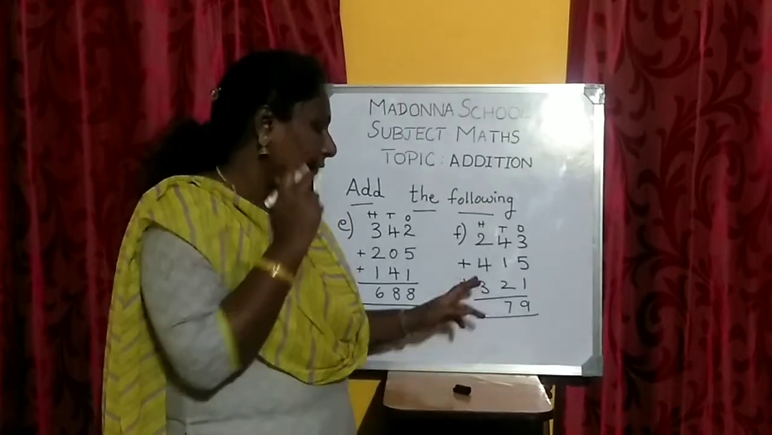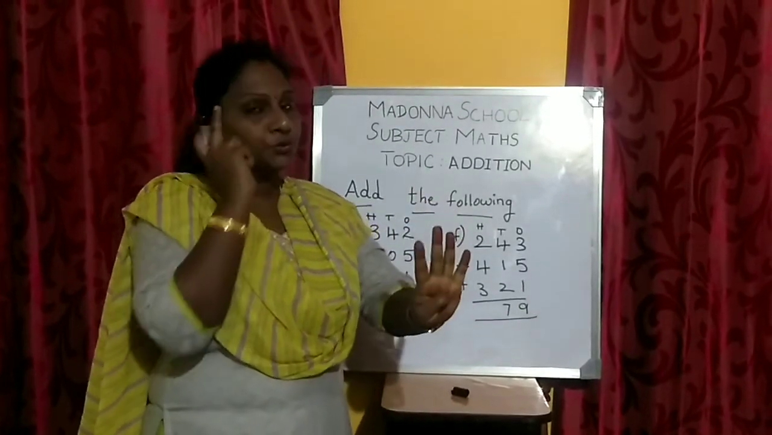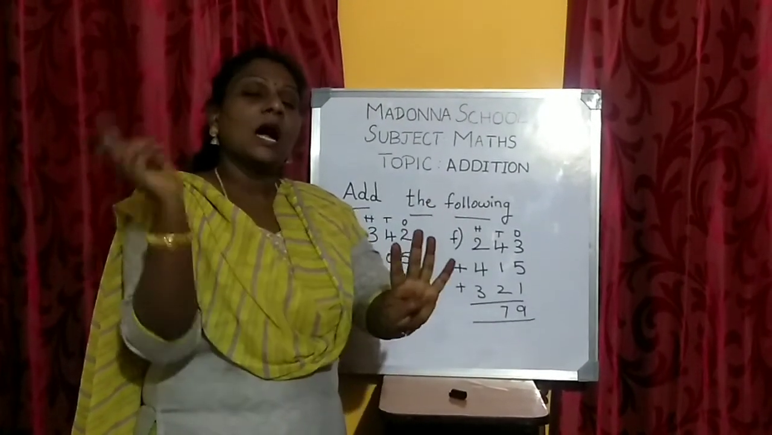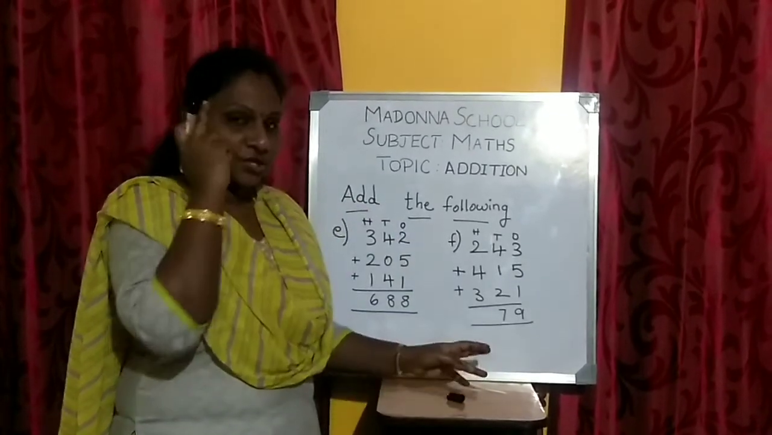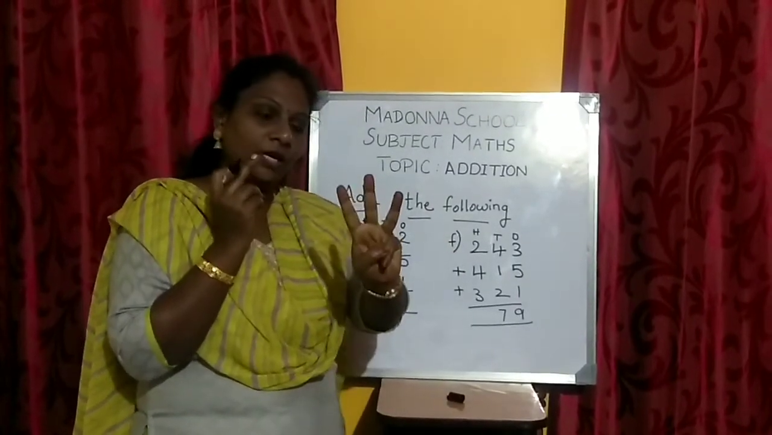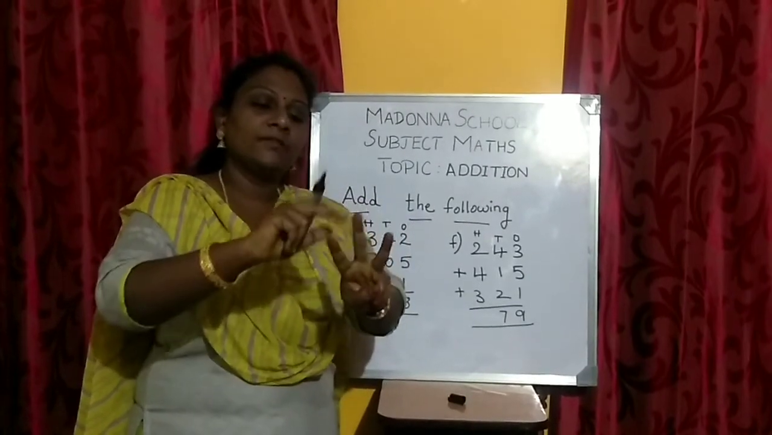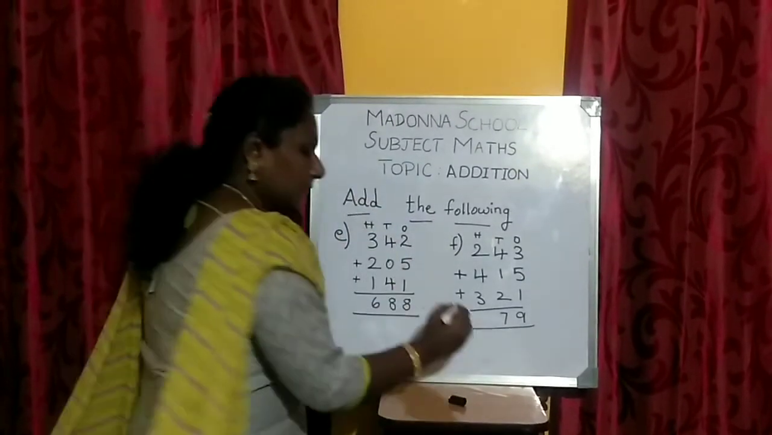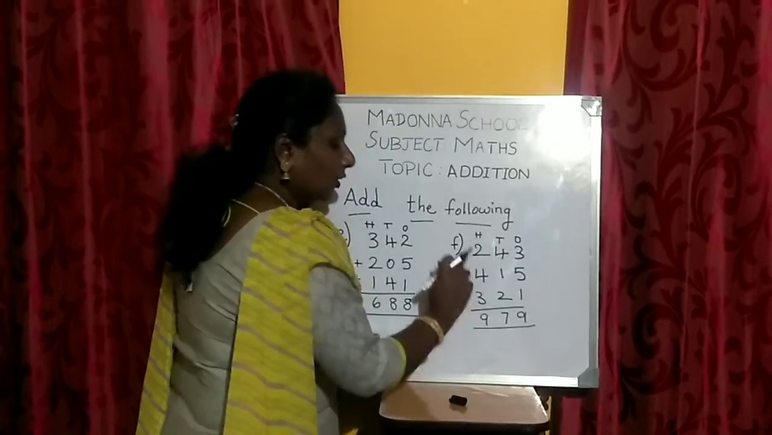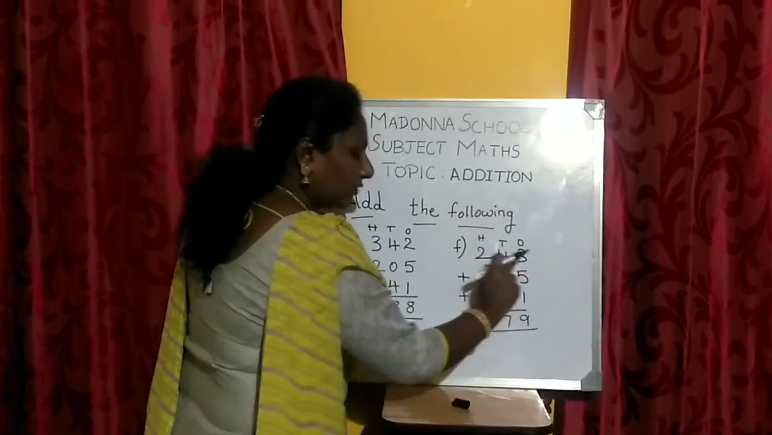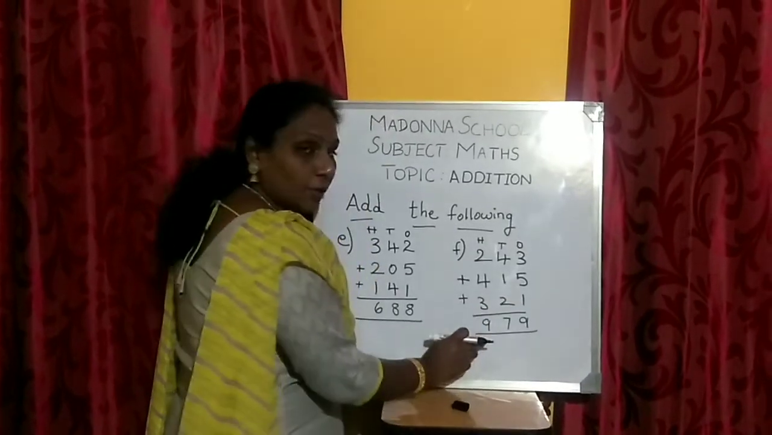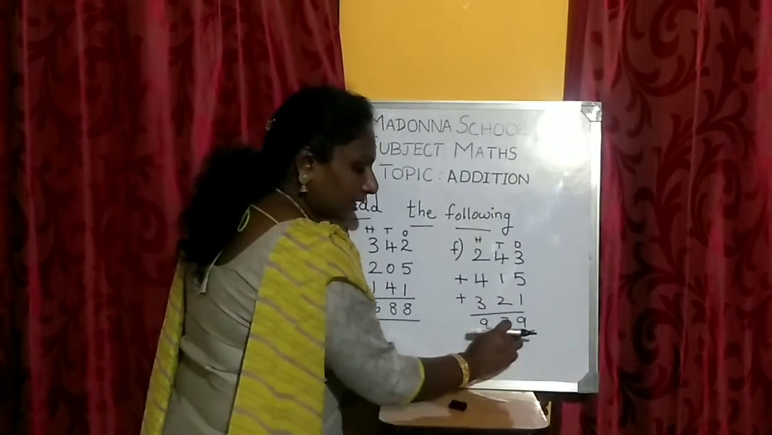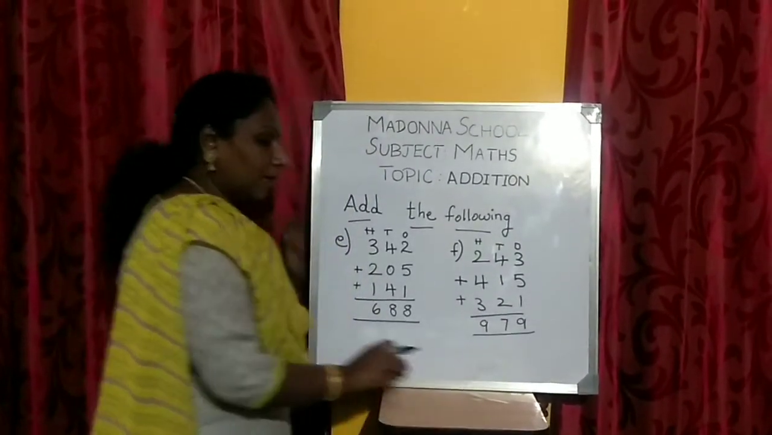2 keep it in your mind. 4 show it in your finger. 2 in your mind, 4 in your finger. After 2, 3, 4, 5, 6. Now 6 in your mind, 3 show it in your finger. So after 6, 7, 8, 9. So 243 plus 415 plus 321 equals how much, children? 979. Okay. Another example, children.